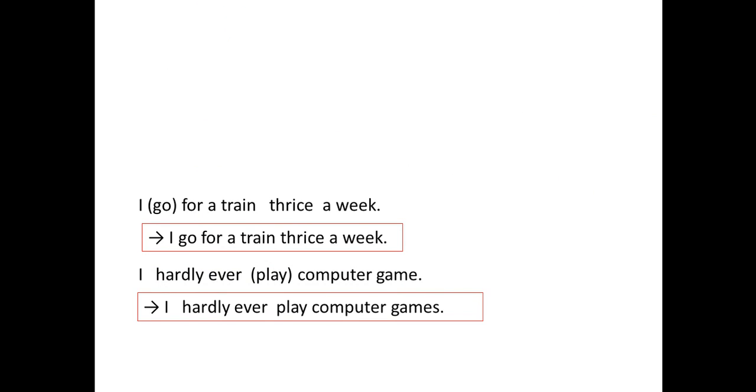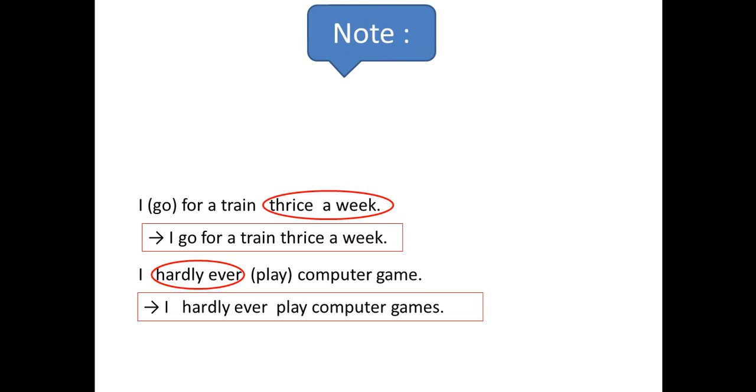And with the verb is also in present simple because of these phrases. And of course there is a note for you.